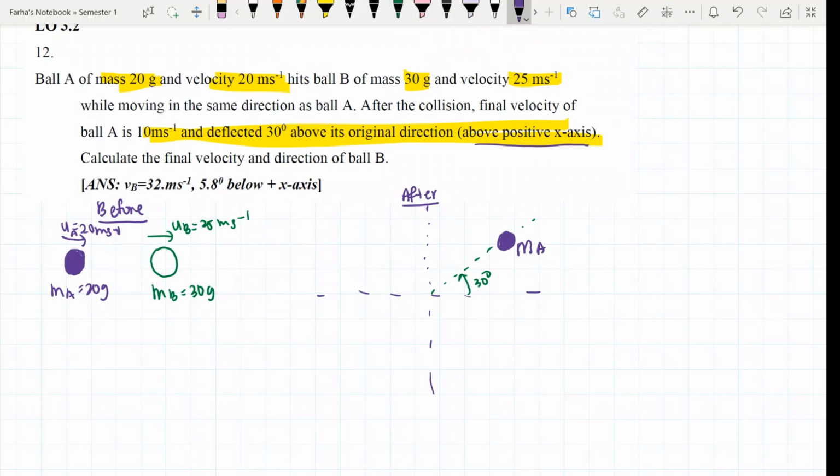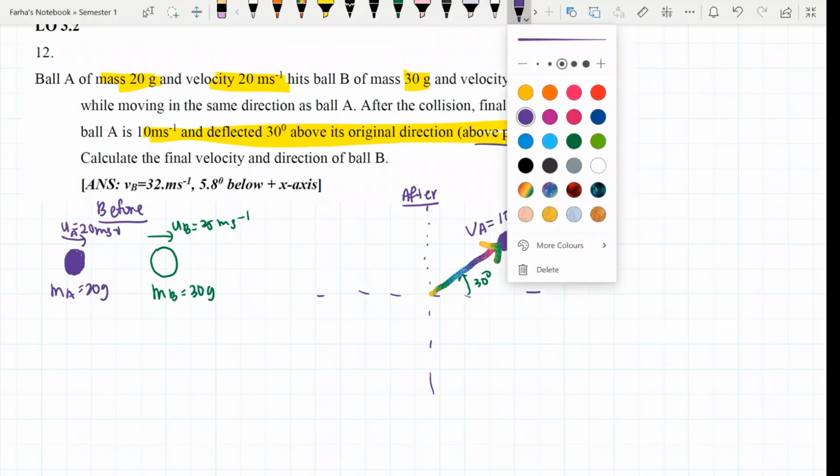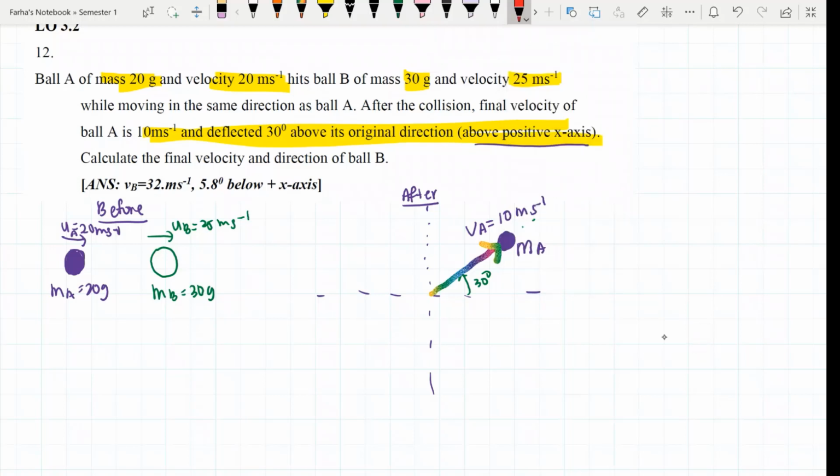Calculate the final velocity and direction of ball B. Ball B kita tak tahu dia kat mana, so saya just biarkan terlebih dahulu. Kita tengok bahawa velocity A kita boleh kira terlebih dahulu. Ini adalah final velocity bagi ball A, which is 10 meter per second. Jadi kita resolvekan dia into X and Y component. Resolve into X component, kita akan dapat VAX, which is 10 cos 30. Resolve into Y component, kita akan dapat VAY, which is 10 sin 30.